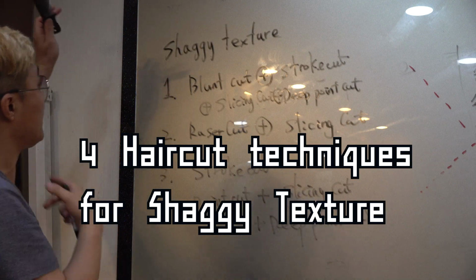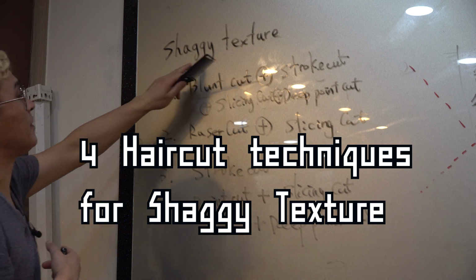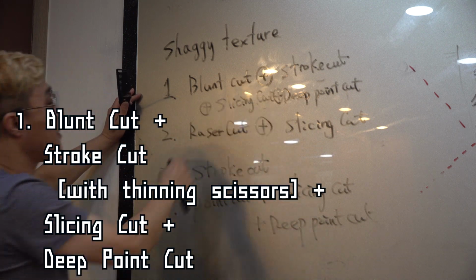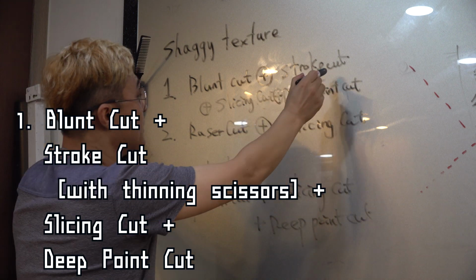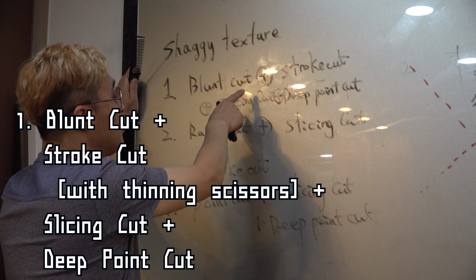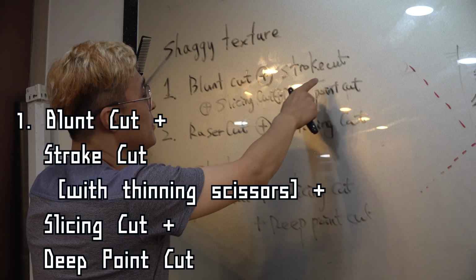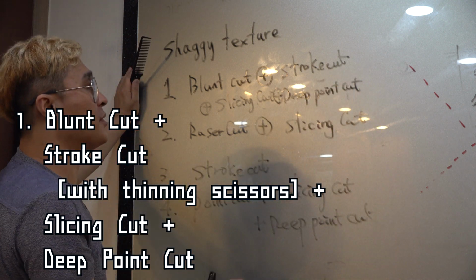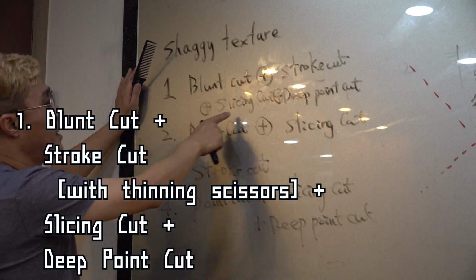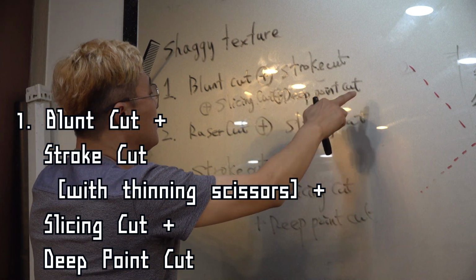In this second lesson, I will explain how to make a Shaggy texture. The first is the brush cut, brush stroke technique: brush cut by general scissors, stroke cut technique by thinning scissors, brush slicing cut, and deep point cut technique.